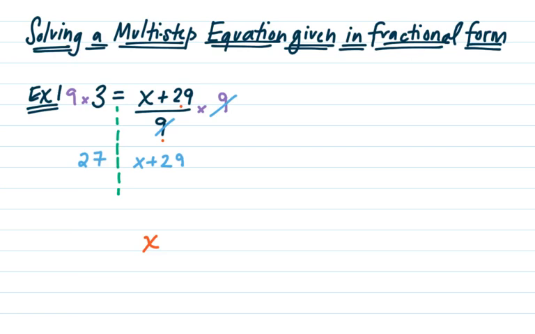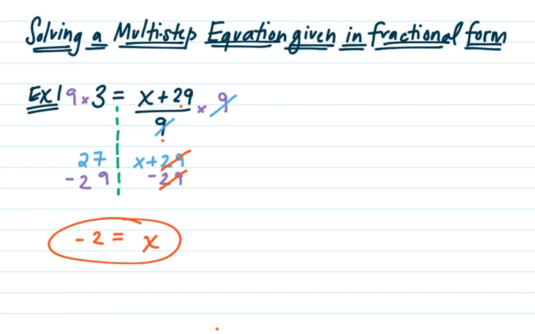Okay, now we just want to remove this plus 29, so we minus 29 from both sides. And that will cancel. Plus 29 minus 29 goes away. 27 minus 29 is minus 2.